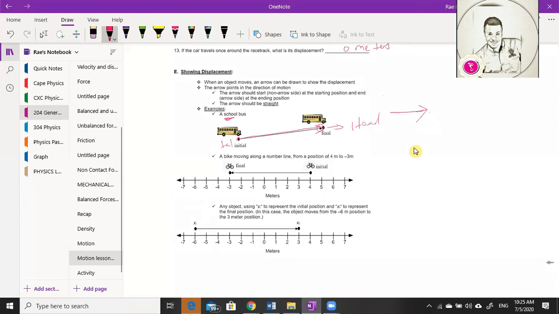Now, a bike moving along a number line from a position of 4 meters to -3 meters. Let us try and determine what the displacement of this is going to be. A bike moving along a number line from a position of 4 meters to -3 meters. What would be the displacement? -7 meters.